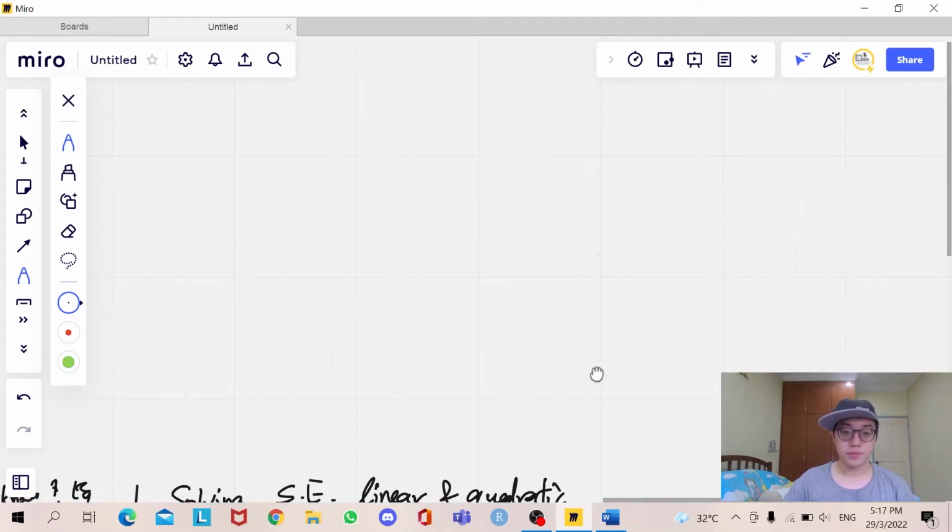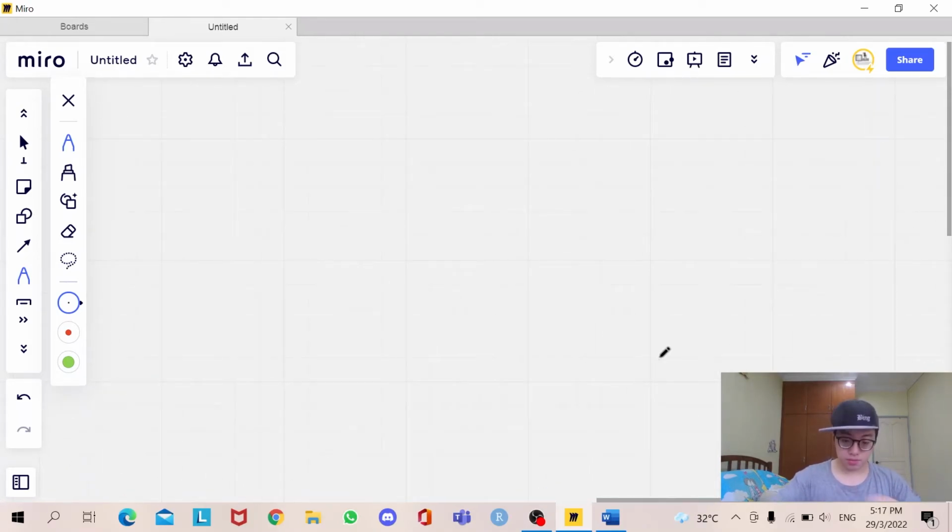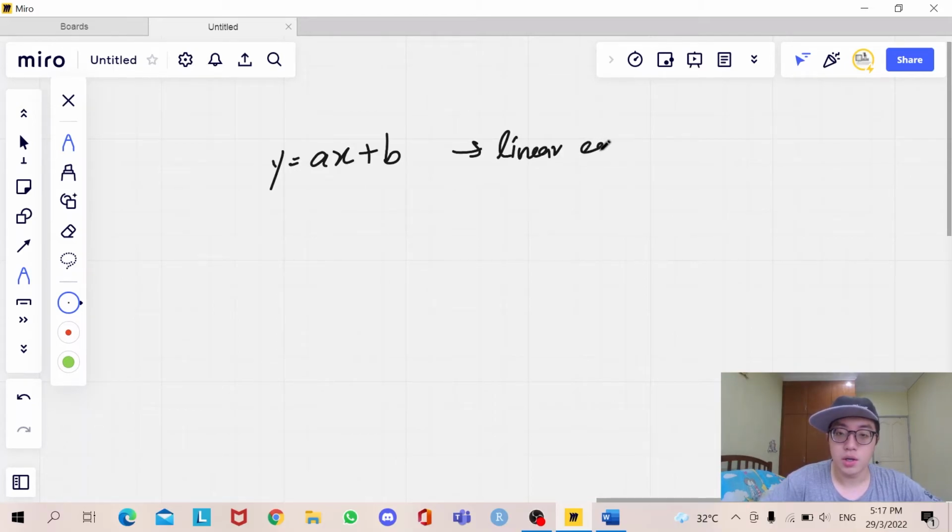First thing we have here, y equals ax plus b. This is called a linear equation, because it's a straight line. So this represents a straight line.